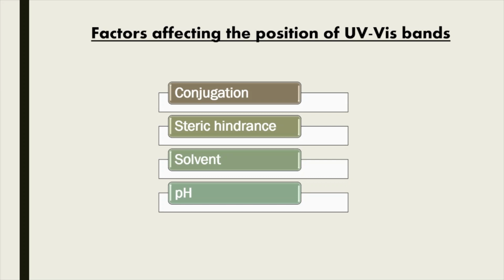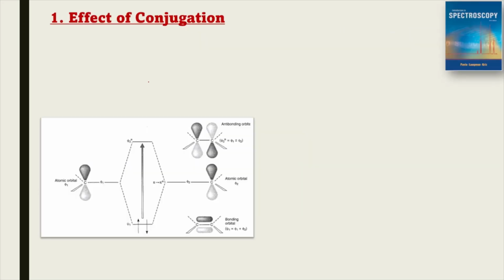There are various factors which affect the position of the UV visible band in UV spectra. For example, the conjugation, steric hindrance, solvent, pH, etc. Let us discuss these factors one by one. The first factor is the effect of conjugation.